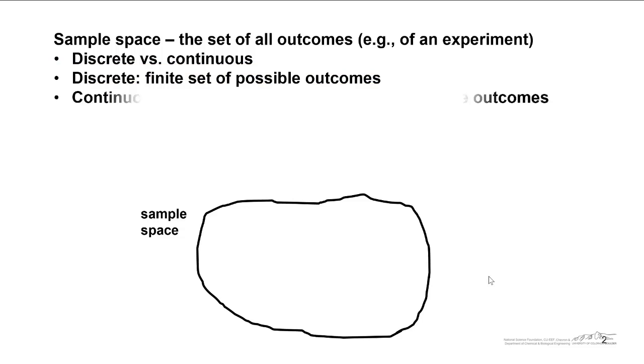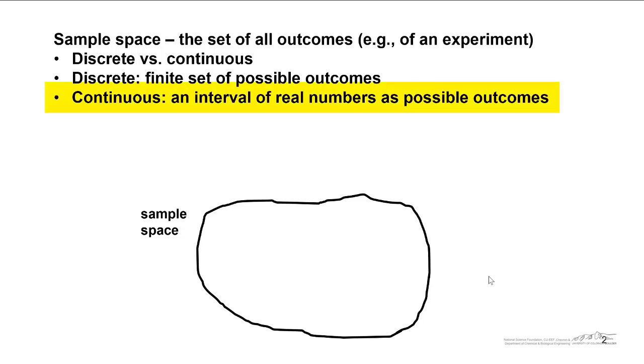However, when we're looking at something else that can take on a continuous interval, we refer to this as a continuous sample space, so an interval of real numbers as possible outcomes. This interval can be constrained. For example, if you're looking at the weight of a granola bar that's produced by a certain company, then you would have some sort of interval.